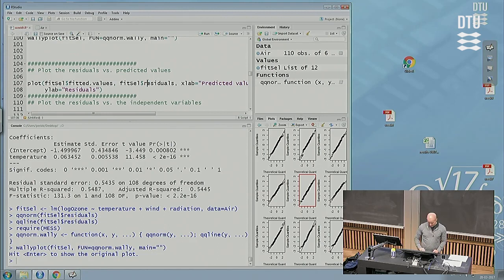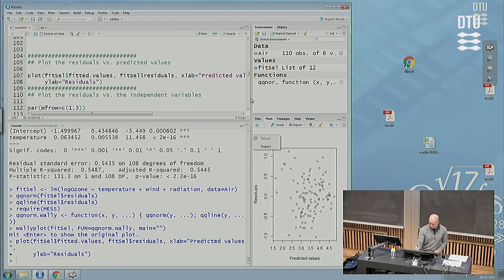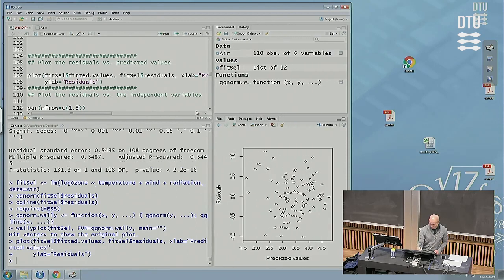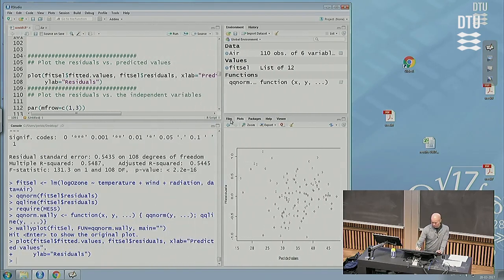Residuals versus predicted. Is there a nice pattern here? Yeah, that's always challenging to conclude, of course. I'm not sure about that, actually. Maybe, maybe not. Depends on what size of contract we're having and how busy we are.